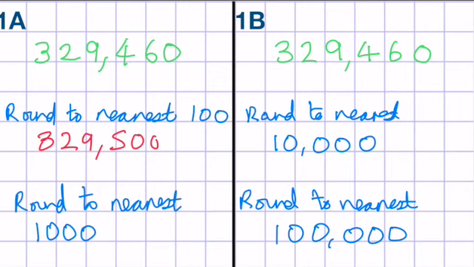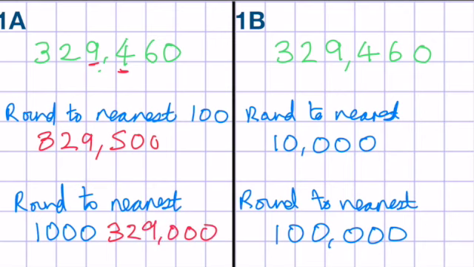Now to the nearest 1,000, we have a 9 in the thousands column. That means we're either going to round down to 9,000 or we would go up into the 10,000s column to 30,000. So look next door, we have a 4, so we're going to say 329,000.